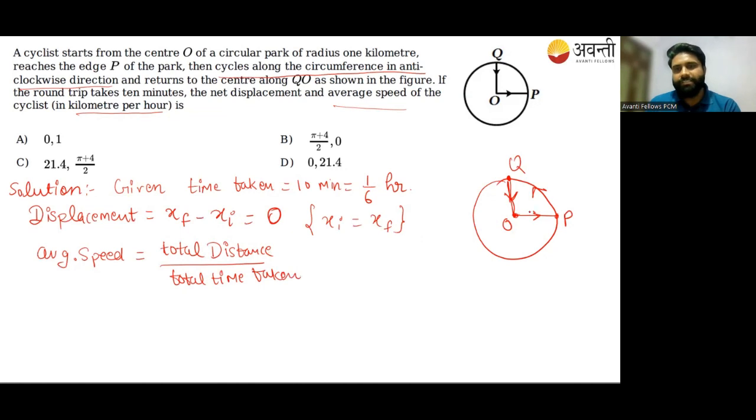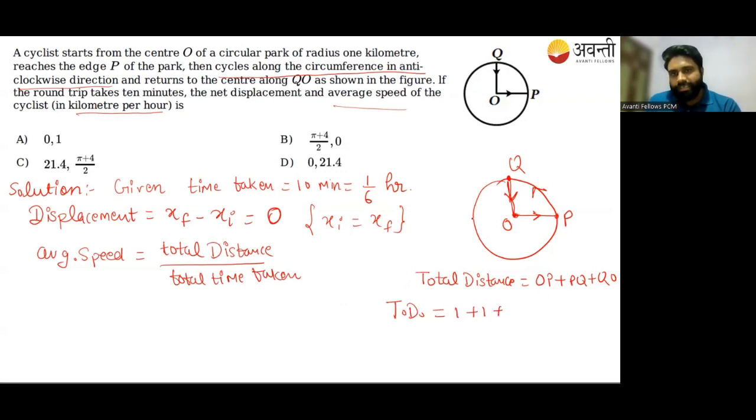Now, what is the total distance traveled? If I calculate the total distance, it is equal to OP plus PQ plus QO. OP and QO are nothing but the radius of this circular park, and the radius of this circular park is given as 1 kilometer. So total distance here is 1 plus 1 plus this PQ.